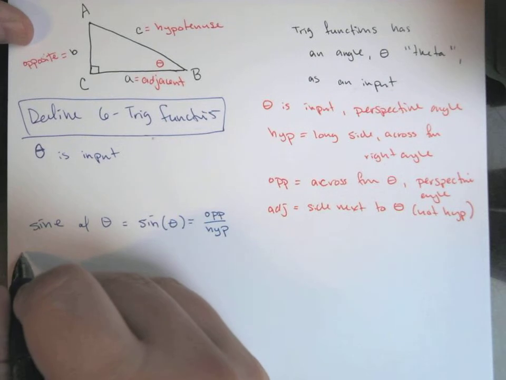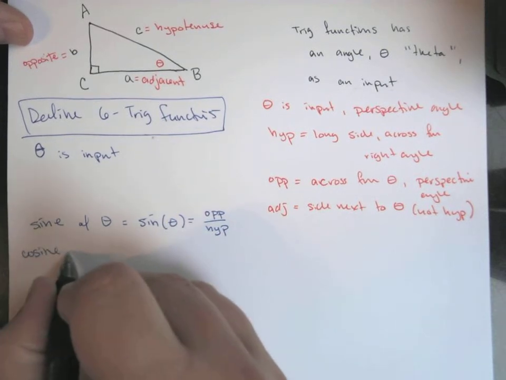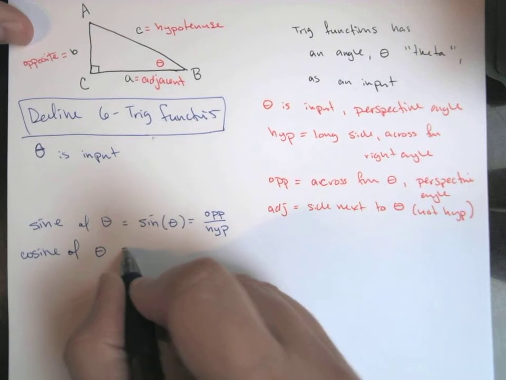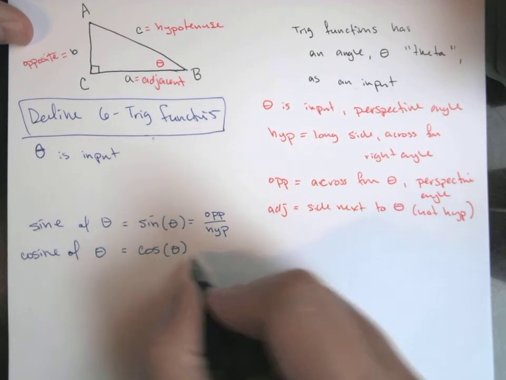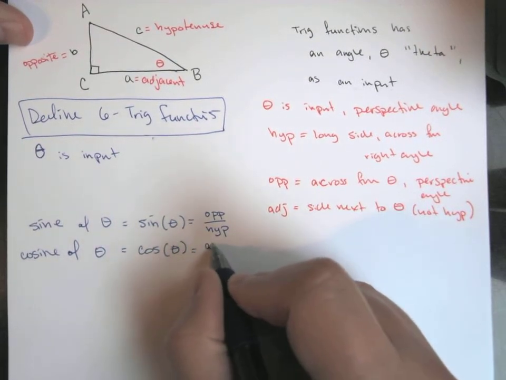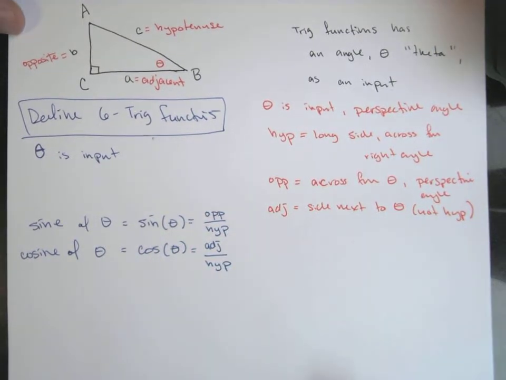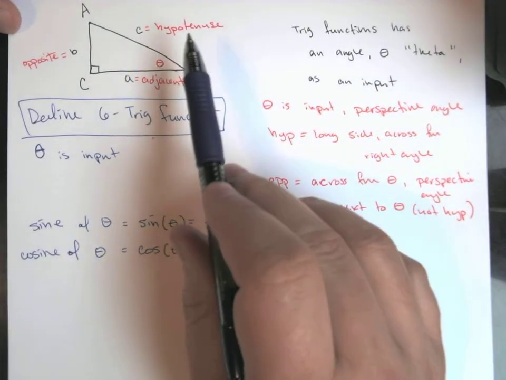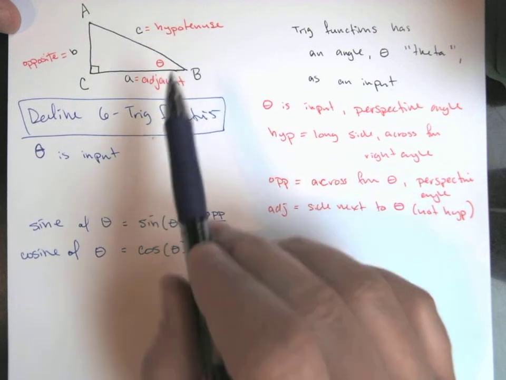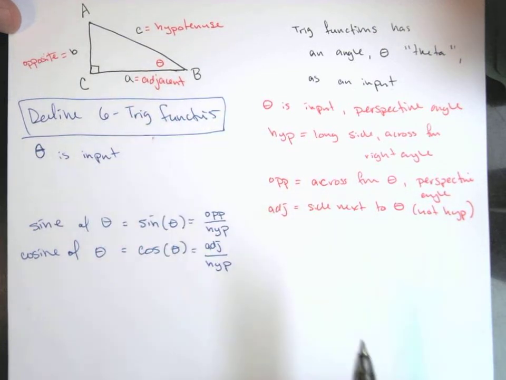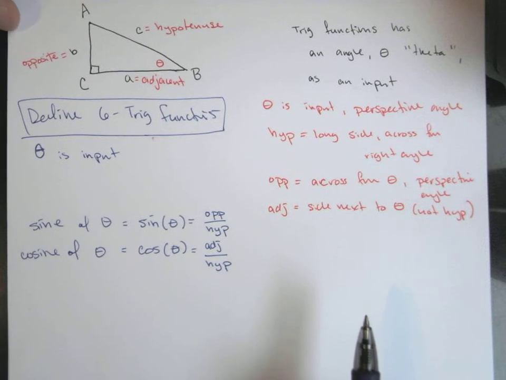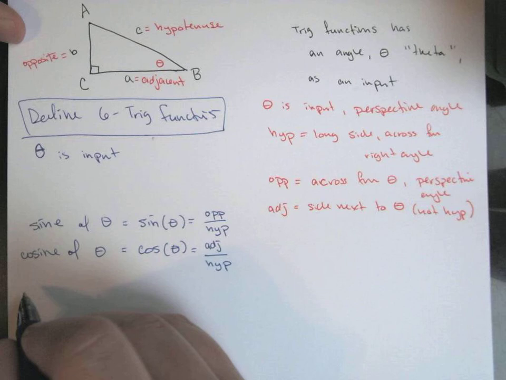The next function is the cosine of theta. So that's cos of the angle. And the definition there is that's going to be the adjacent side divided by the hypotenuse. So the sine value is the opposite over the hypotenuse. The cosine would be the adjacent side divided by the hypotenuse. So what we're doing is essentially going through all the different possible combinations of 2 of these 3 sides to make a ratio. So sine is the opposite over the hypotenuse, cosine is the adjacent over the hypotenuse.